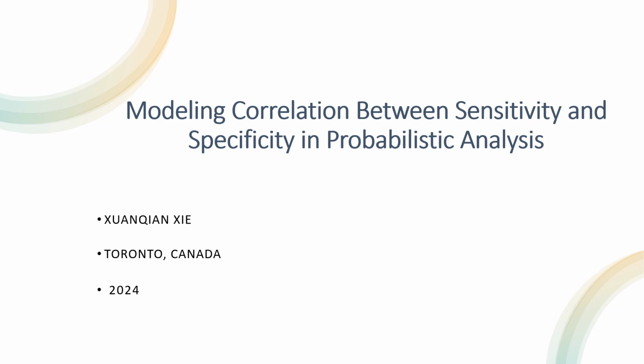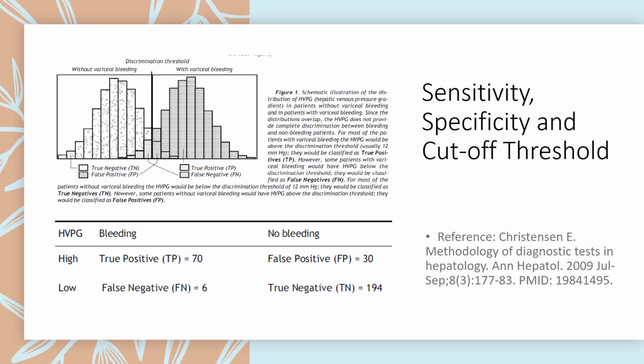Sensitivity and specificity are often correlated. I will introduce two approaches to model correlation between sensitivity and specificity in probabilistic analysis. I will introduce some basic concepts through an example.